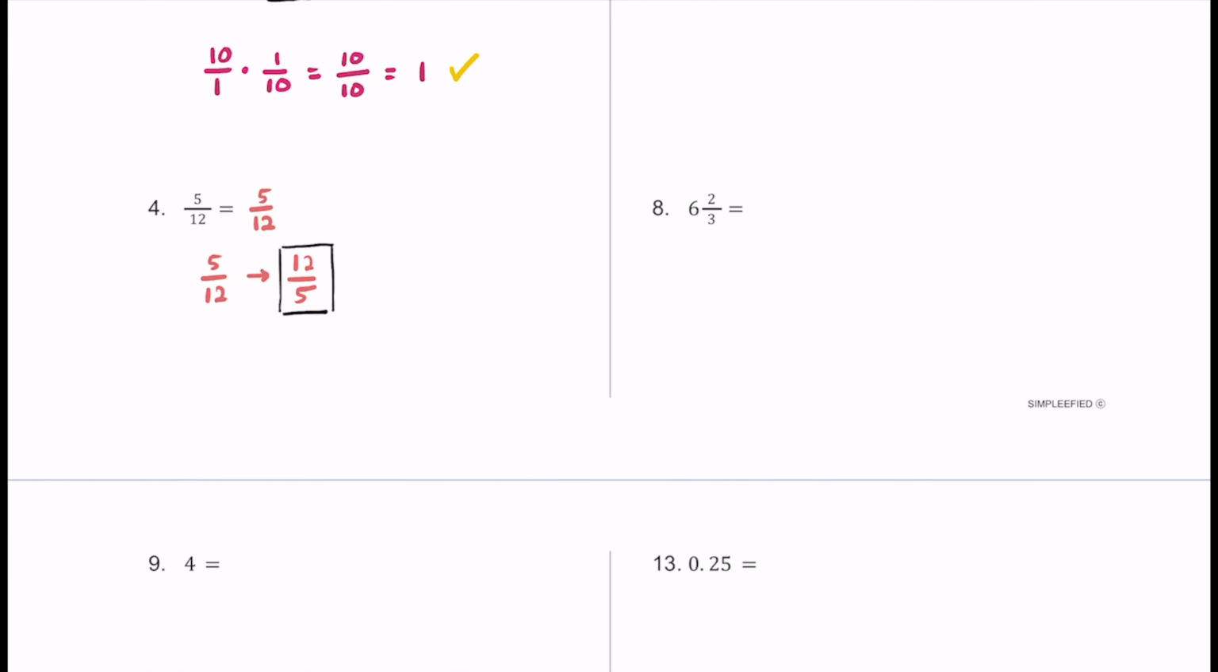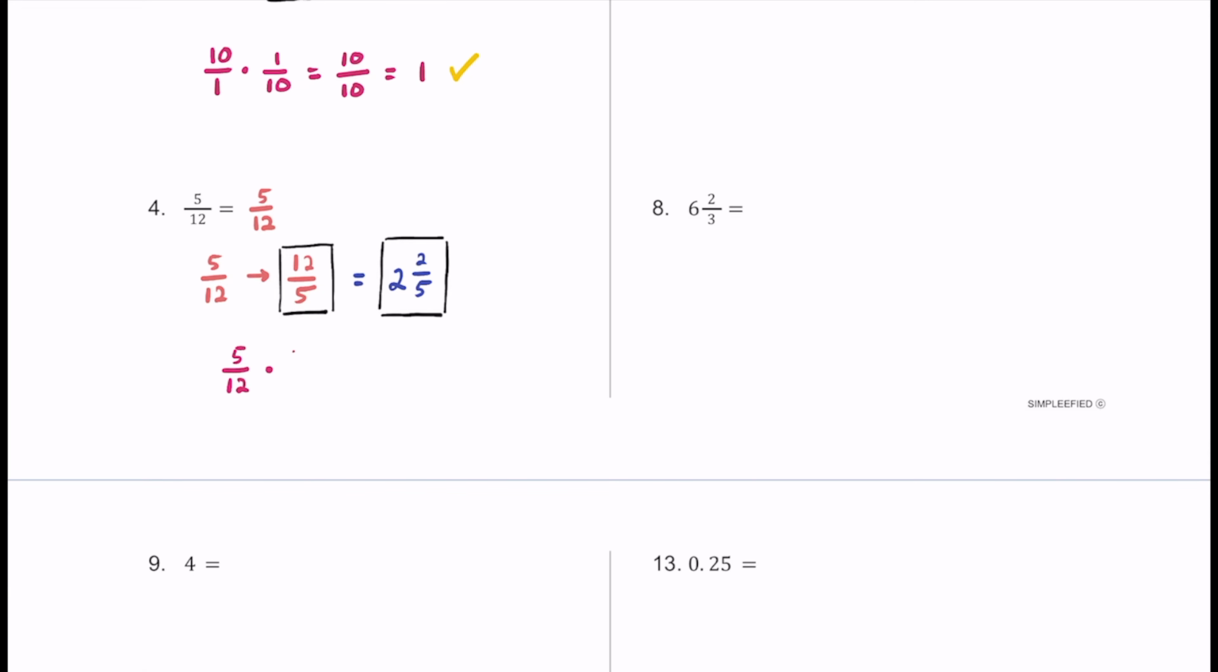That's perfectly fine. But if you also want to write the mixed number version, you may see it like this as well. 5 fits into 12 2 times with 2 left over, so we're going to have 2 and 2/5. So this would also be considered the reciprocal, and you can have it written as an improper fraction or a mixed number.